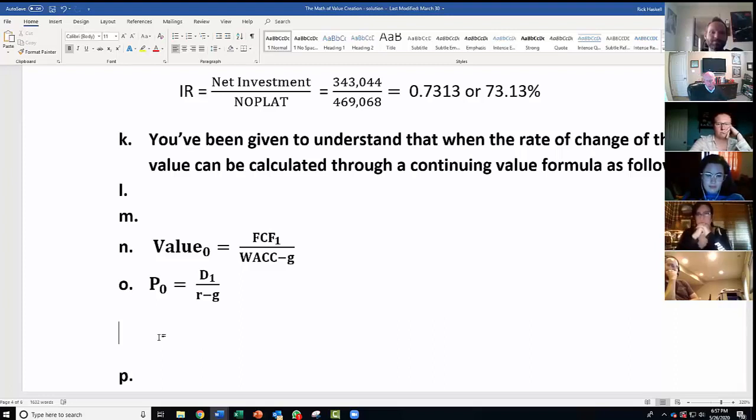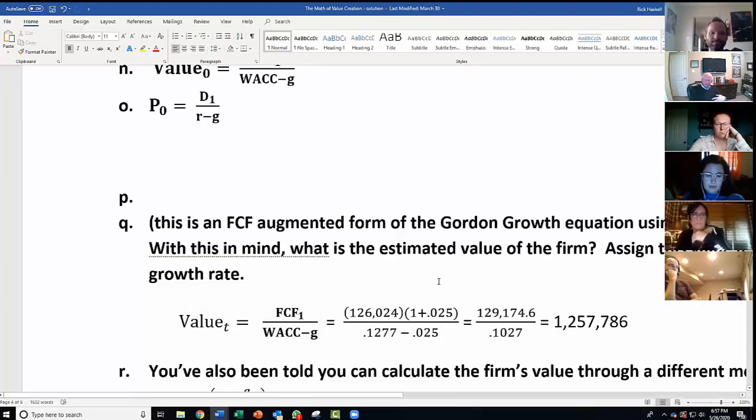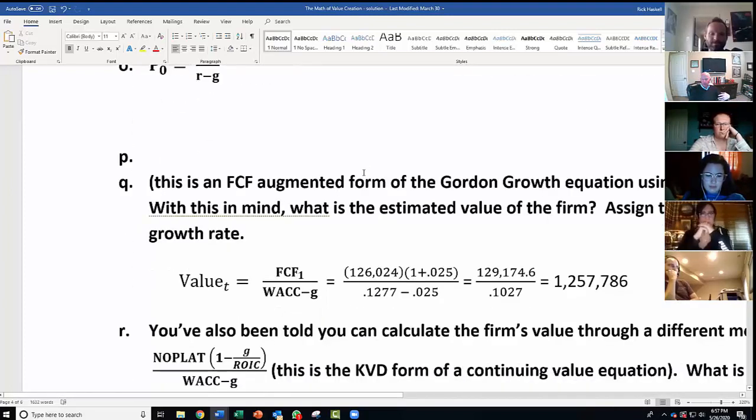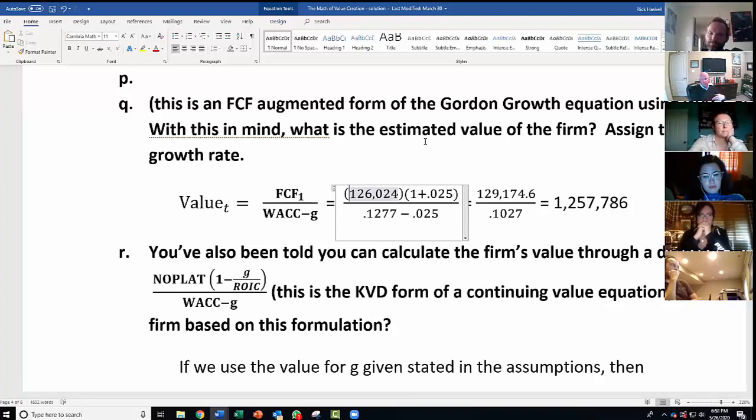Okay. All right. So now we can think about this, and obviously I've kind of messed with this quite a bit, but now we can look at how we got the number here. So I looked at the company's free cash flow at time 0, which was 126,024. You calculated that already. I multiplied it by 1 plus the growth rate of 2.5%.